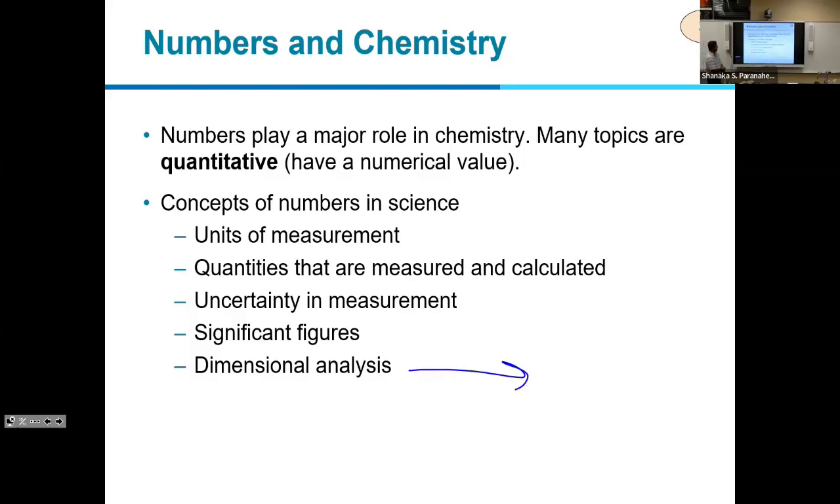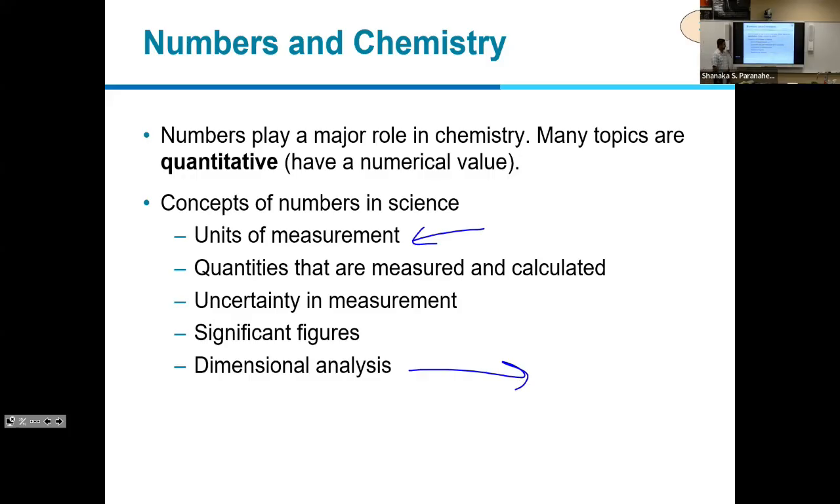So we are going to talk about these things, and it's under numbers and chemistry. Numbers are important in any science because we have to record our data as numbers. And also we are going to do calculations, and because of that, significant figures are important. And also when we do calculations, we are going to use dimensional analysis. Also when you write a number, the most important part is the unit.